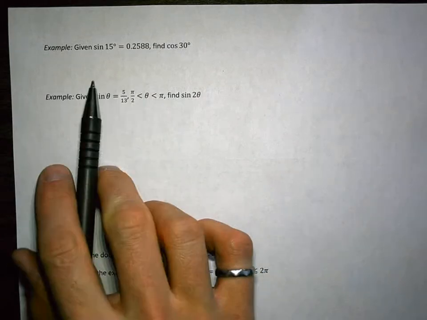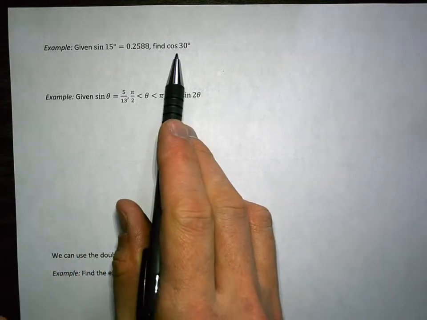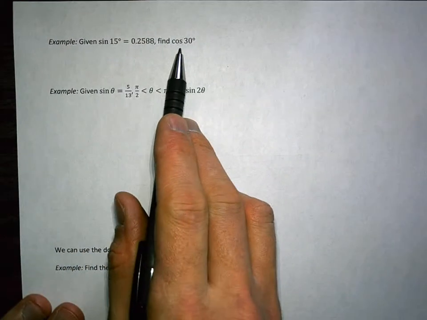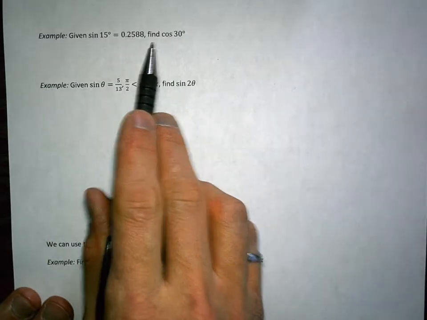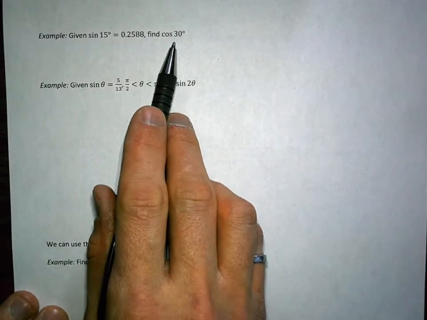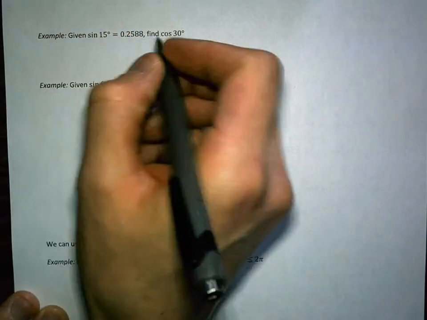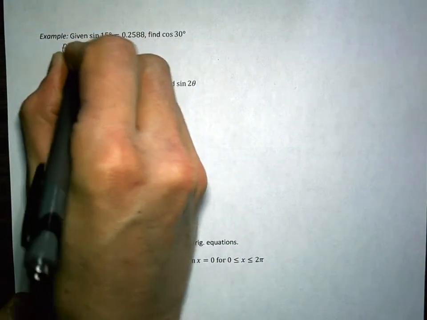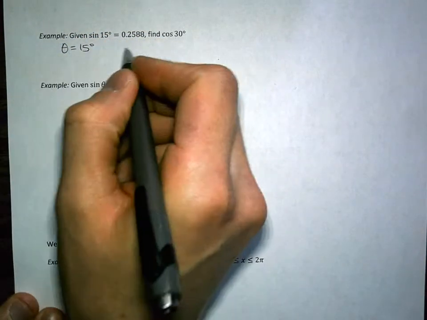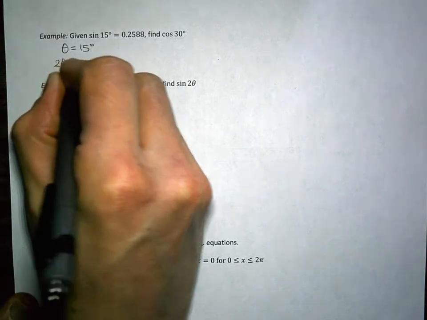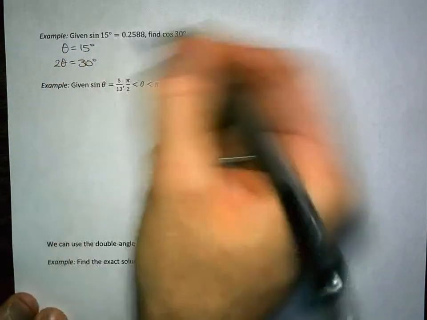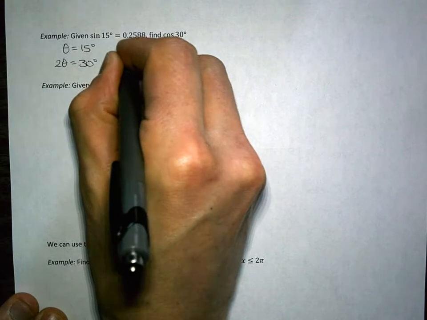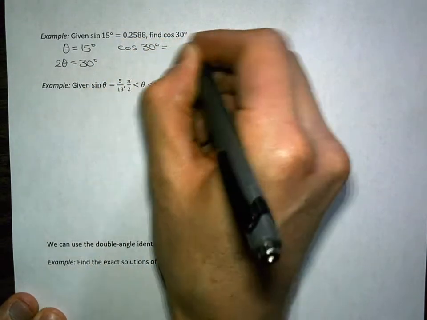Okay, given sine 15 is equal to this, find cos 30. So here's an example of a question I could give you where you would have to use the double angle identity. You can look in the question too: there's an angle, and there's double the angle. This makes me think that this is a double angle identity. Theta is equal to 15, 2 theta is equal to 30. So if I want to find cos 30, I'm going to use my double angle identity.